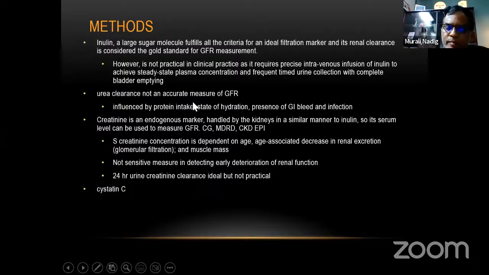Urea clearance is another method, but it is not accurate because it is influenced by protein intake, state of hydration, or presence of GI bleed and infection. Creatinine is now most popular because it's an endogenous marker handled by the kidneys in a manner similar to inulin, and its values can be used to measure GFR by different formulae. The most popular are Cockcroft-Gault, MDRD or CKD-EPI. However, this again has its own limitations, like serum creatinine is dependent on age-associated decrease in renal function and muscle mass or muscle injury. And it is not very sensitive in detecting early deterioration of renal function. Ideally, 24-hour urine creatinine clearance has to be done, but it is not practical. Cystatin C is another method, but it is not widely available.